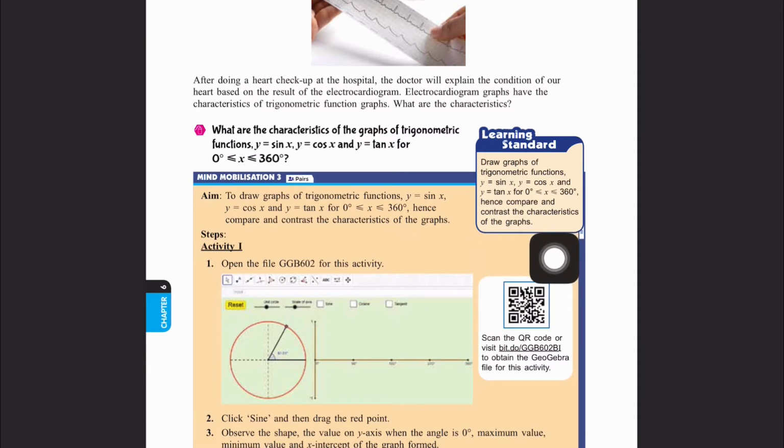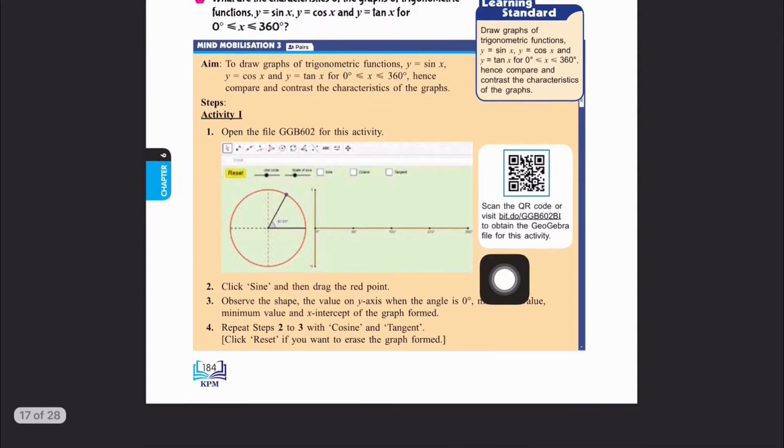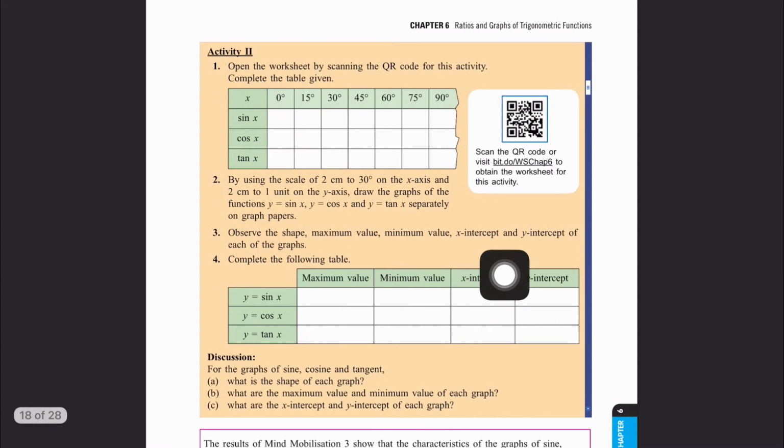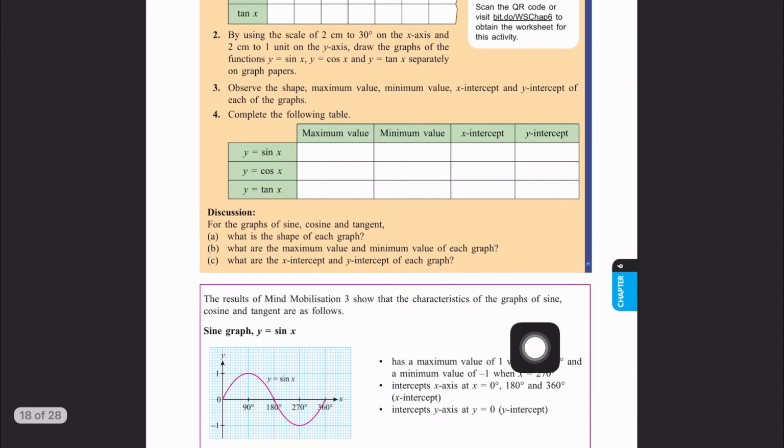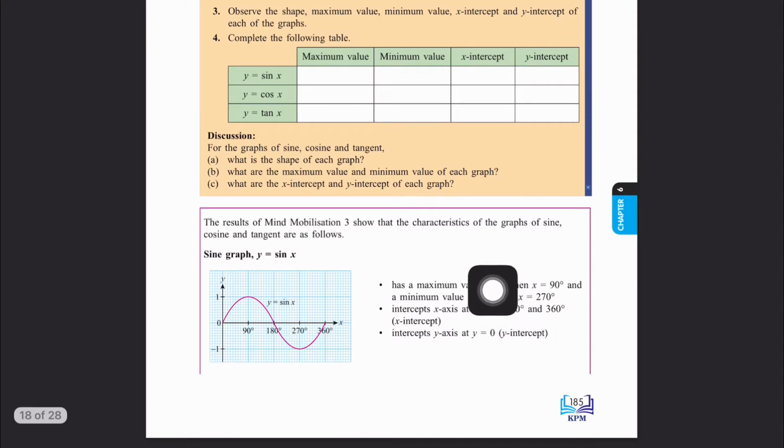First of all, what are the characteristics of the graph of trigonometric functions? You're going to learn three types of trigo function today. There are a few activities that you can do at home, but we're going to go directly to the conclusion. The result of mind mobilization 3 shows that the characteristics of the graphs of sine, cosine and tangent are as follows. Sine graph, y equals sine graph.